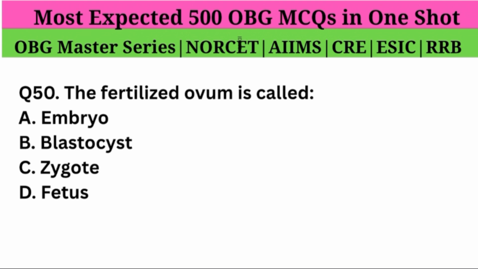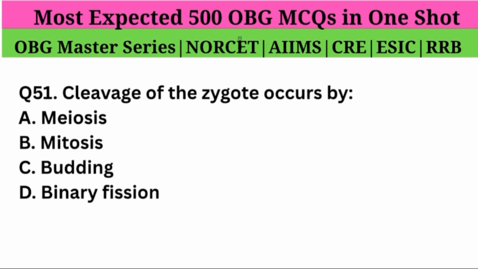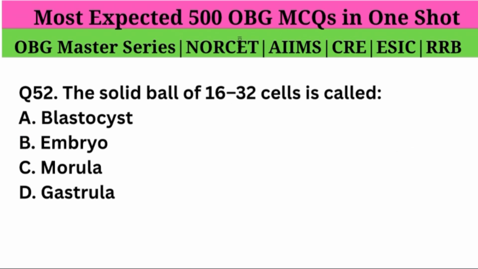Your correct option is option C, zygote. Next question. Cleavage of the zygote occurs by. Your correct option is option B, mitosis. Next question. The solid ball of 16 to 32 cells is called.